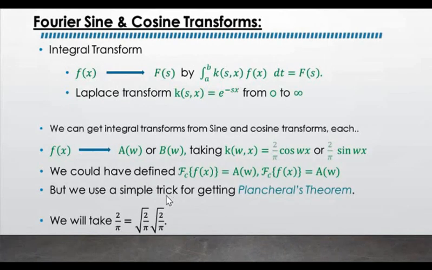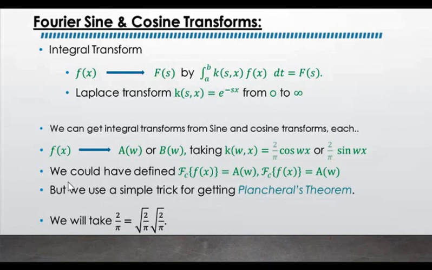Okay, so f of x is going either to a omega or b omega. If you take k of omega x equal to 2 by pi cos omega x or 2 by pi sin omega x, and a and b as 0 and infinity respectively, that's how we can define a new transform.